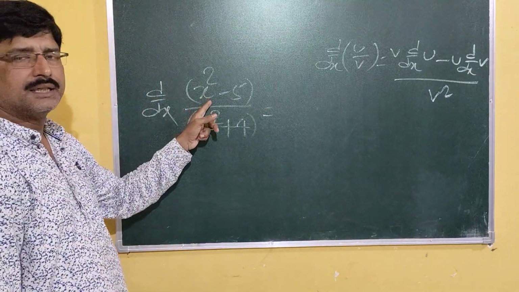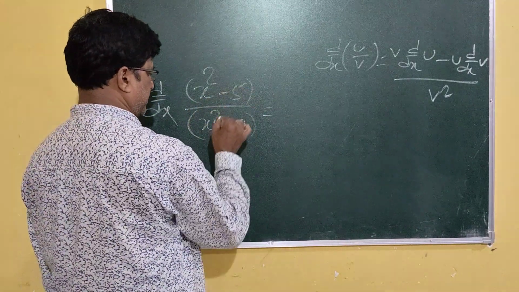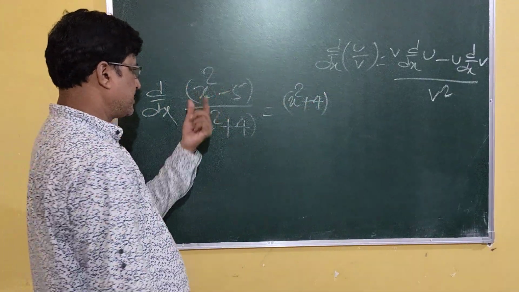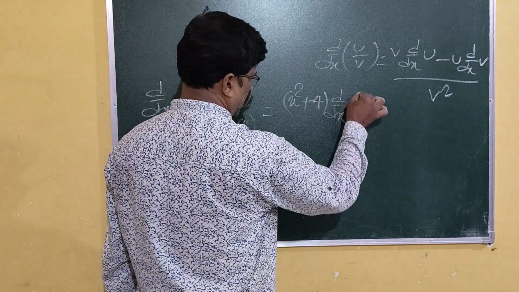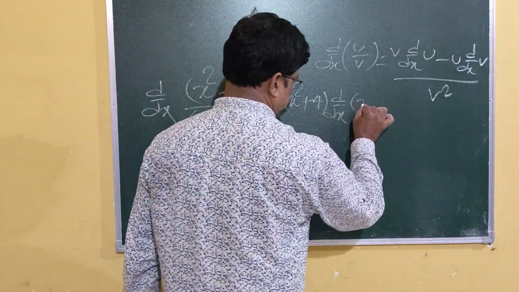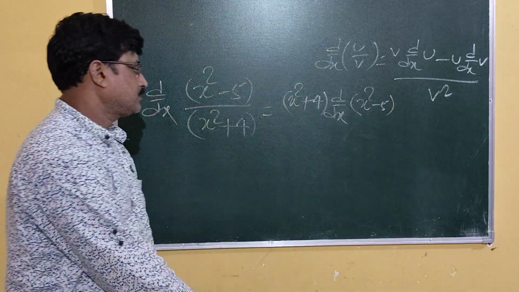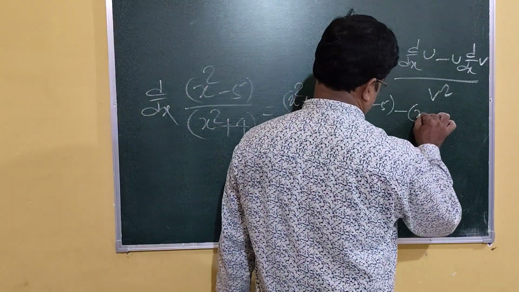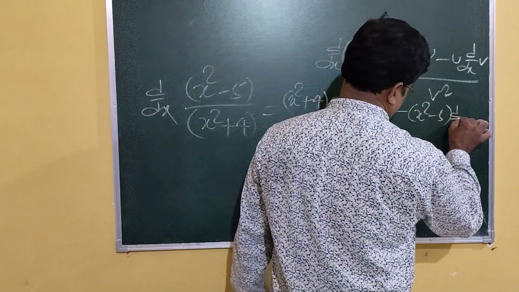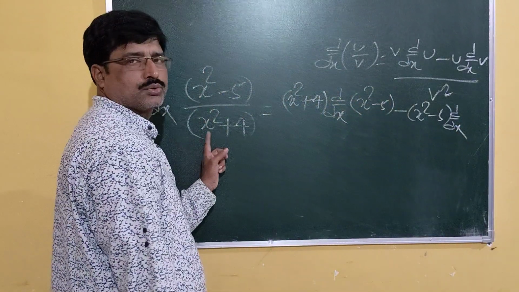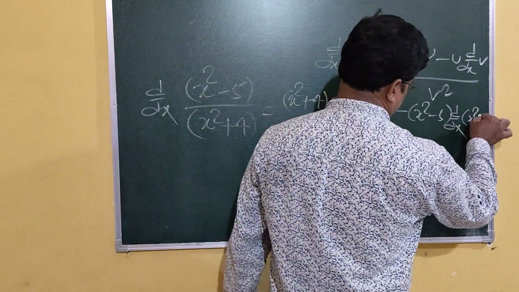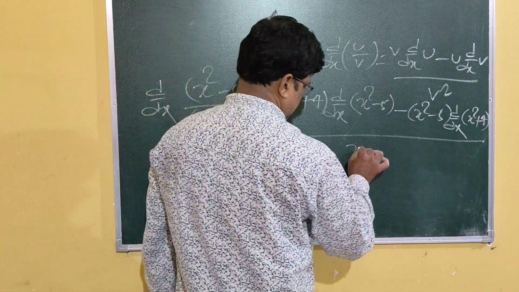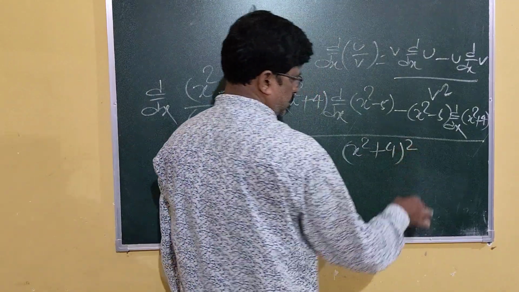So I am taking this as u and this as v. So v derivative of u: v means x square plus 4, times d by dx of u, where u is x square minus 5. Minus u, that means x square minus 5, into d by dx of x square plus 4. Now divided by v square, that means x square plus 4 whole square.